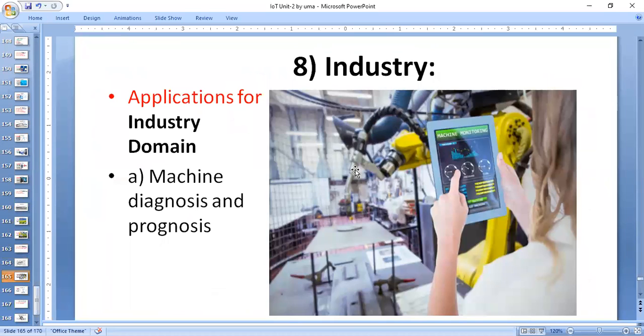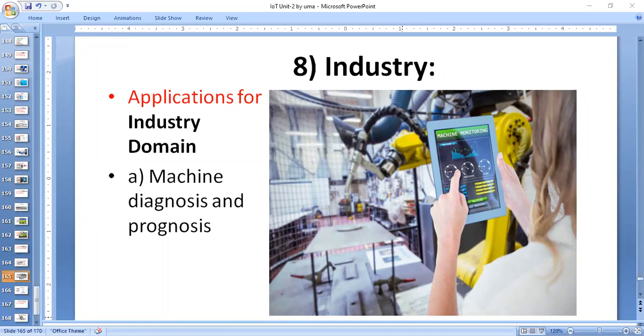Here, the first important thing is machine diagnosis and prognosis. Diagnosis means identification of faults. Here, machine prognosis refers to predicting the performance of the machine by analyzing the data on current operating conditions, how much deviation exists from normal operating conditions. What is machine diagnosis? Determining the cause of machine faults.